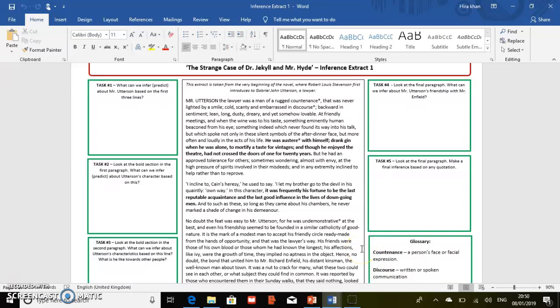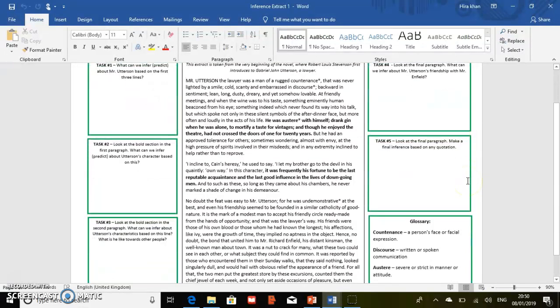So I'm just going to be continuing with Dr. Jekyll and Mr. Hyde, but before I forget, I completely forgot to show you a closer version of the Inference Extract one. So you can have a look at that now, and if you want to copy anything down or take a screenshot, please do so.